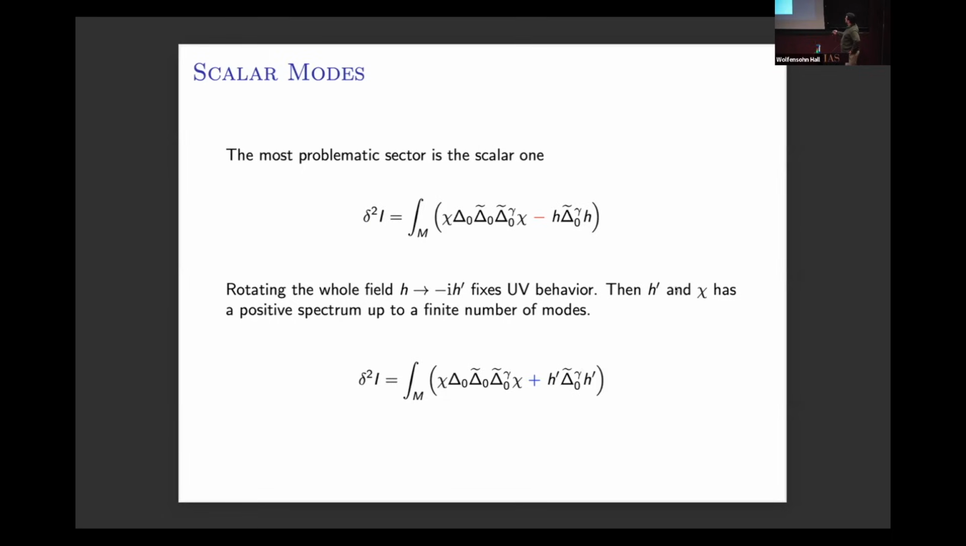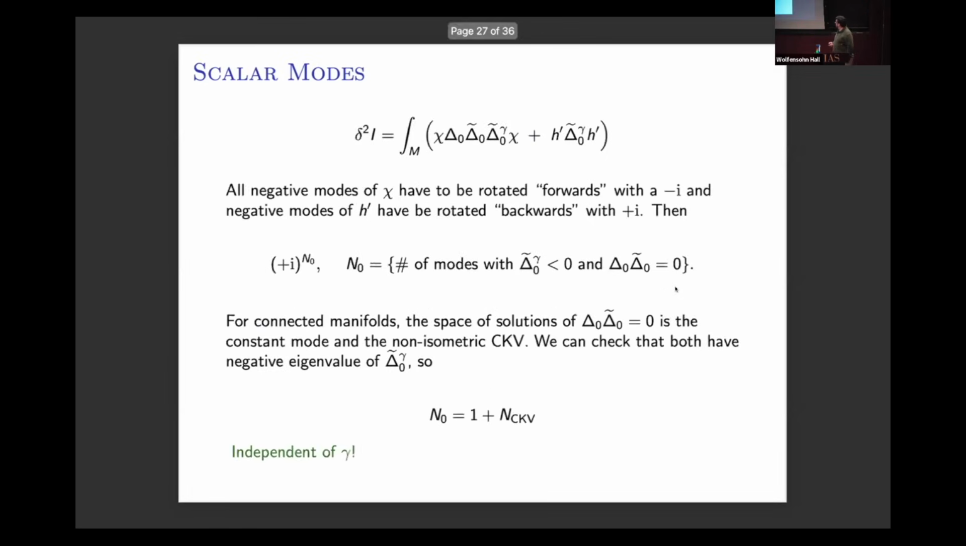So this chi action doesn't seem to have any problem at short distances, but the action for H becomes negative at short distances because of this minus sign. So what one can do is first rotate the contour for H to minus i H prime. So this fixes the UV behavior. And then H prime and chi have a positive spectrum up to a finite number of modes. And then we can look at this action with the plus sign here, which I copy here again.